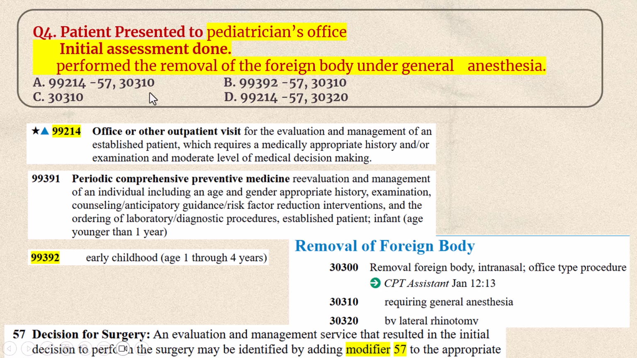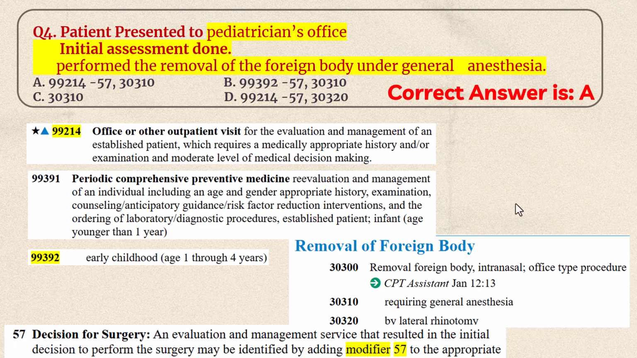Here the two encounters happened. One, the patient visited the pediatrician office, then the patient was admitted to the hospital. So the modifier 57 has to be added. The modifier 57 is decision for surgery. That is an evaluation and management service that resulted in the initial decision to perform the surgery may be identified by adding modifier 57 to the appropriate code. So the correct answer is A.